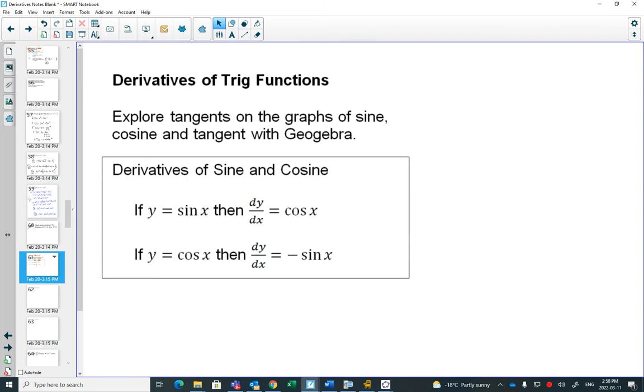So there we've seen our graphs of why the derivative of sine is positive cos, the derivative of cos is negative sine. Question? Yes, but that'll be in our next unit when we're learning how to graph applications.